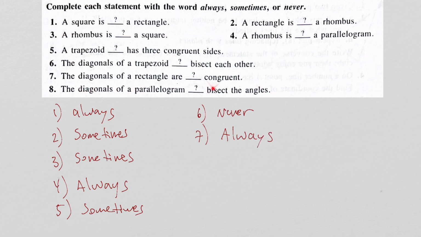The diagonals of a parallelogram bisect the angles. This is true when your parallelogram is a square or a rhombus, so sometimes.